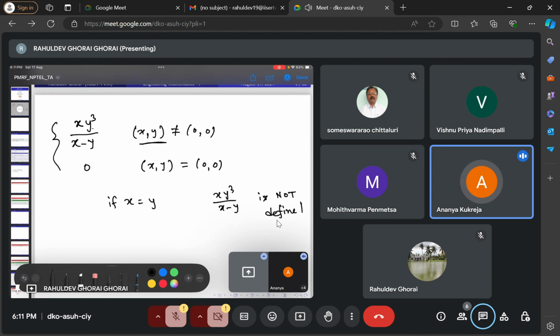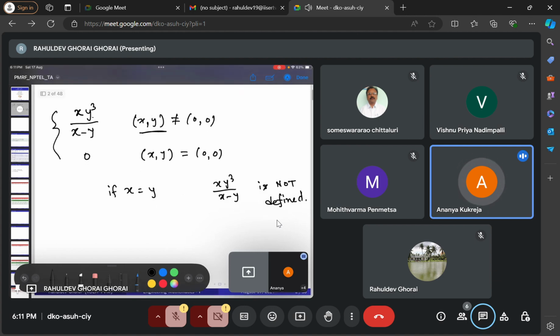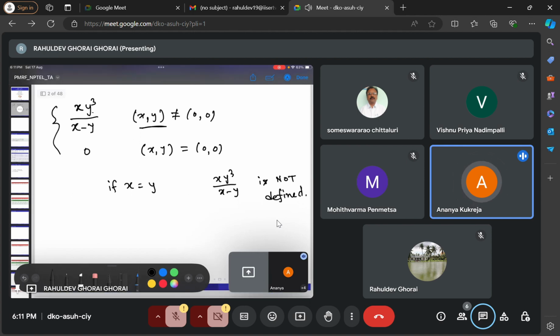Exactly, sir. And there are four options: the function is differentiable, it is not differentiable, it satisfies necessary conditions, and it satisfies sufficient conditions. Since it is not continuous at (0, 0), I marked that the function is not differentiable at (0, 0), but the answer is wrong. The correct answer is that it satisfies necessary conditions, sufficient conditions, and it is differentiable at (0, 0).